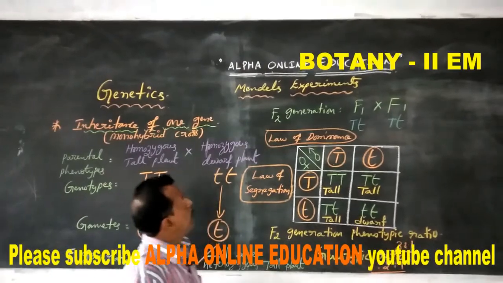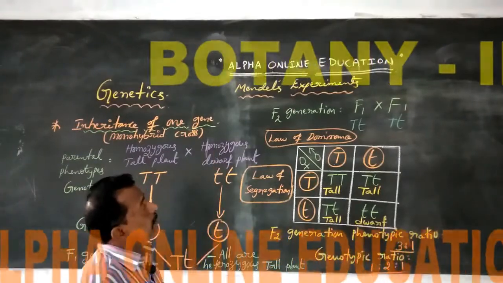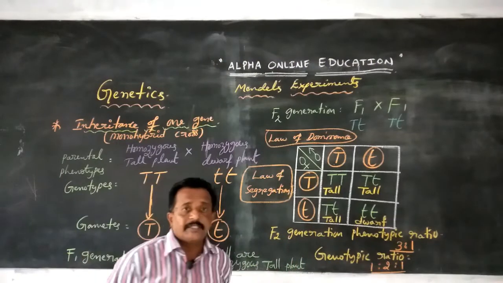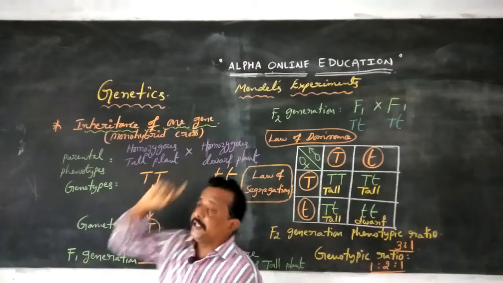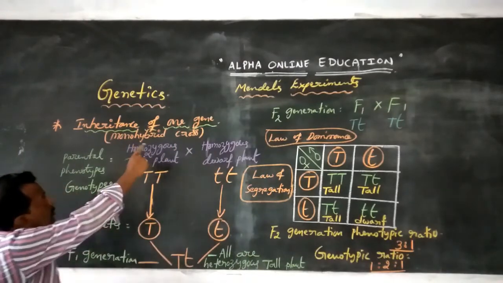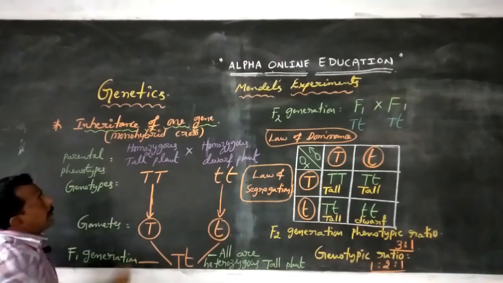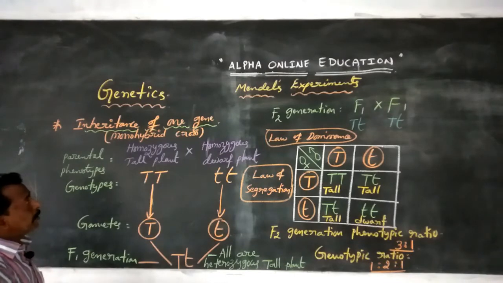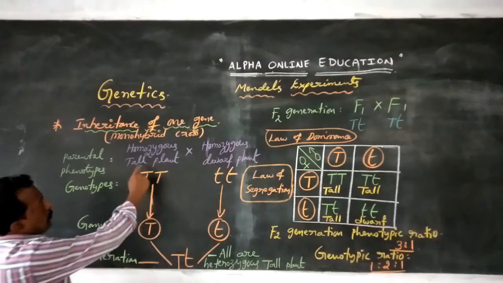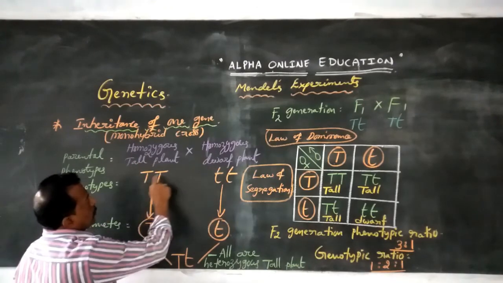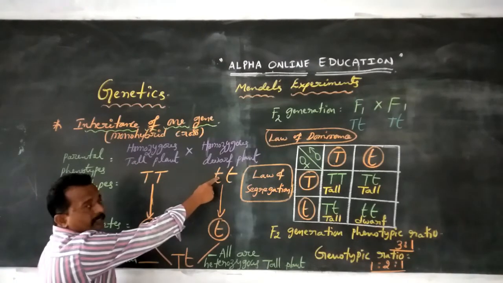Today we are going to cover Mendel's experiments. The first experiment is the inheritance of one gene, or monohybrid cross. What is the meaning of monohybrid cross? It is a cross made between two individual organisms.